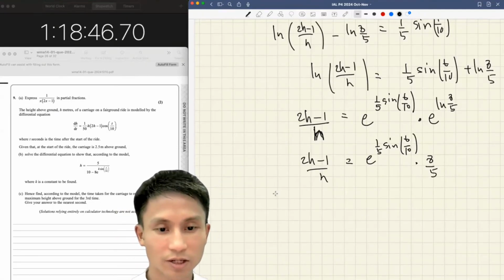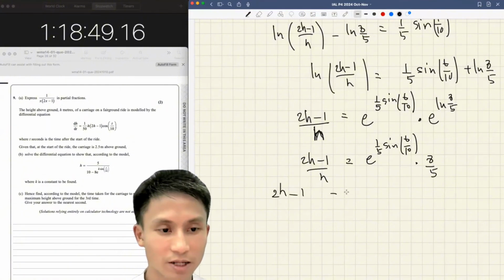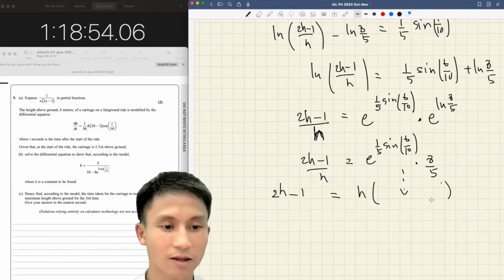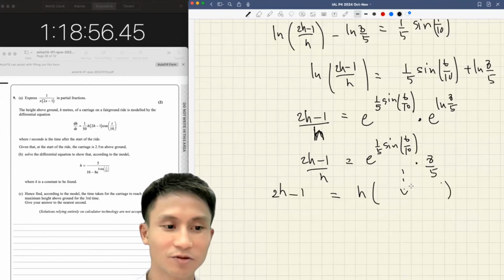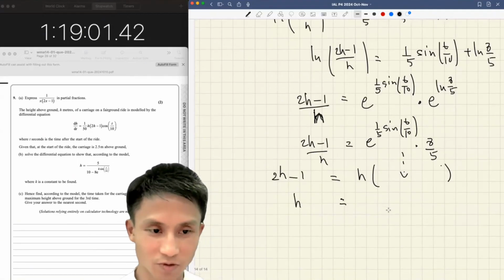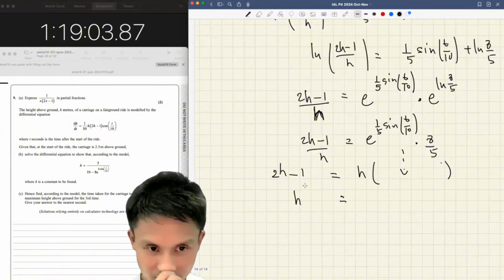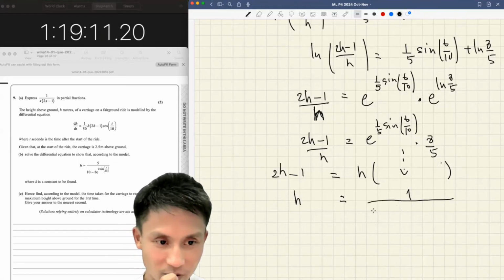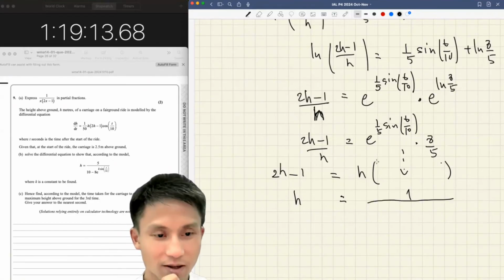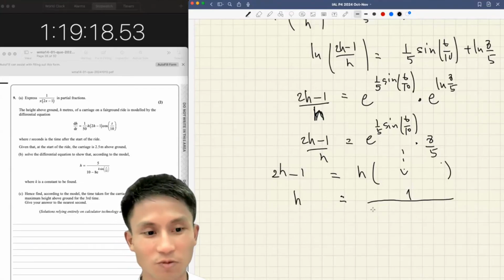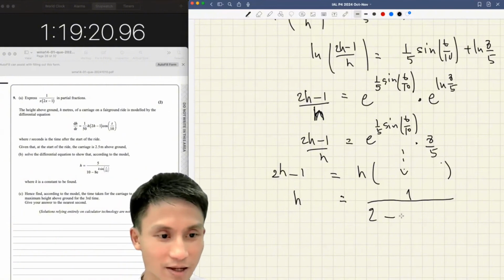So 2h minus 1 equals h times all that. If we want h as the subject, h must be equal to, if we move h to subtract on the other side, and then 1 would have to be the dividend there. So we move this whole lot to subtract 2h, and then when you factor h out, it would be 2 minus this whole thing.